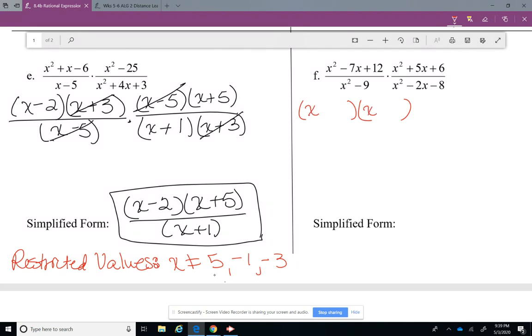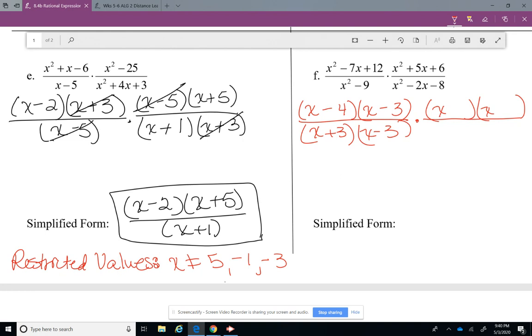x and x. What two numbers when multiplied give me 12, but when combined give me a negative 7? That's going to be a negative 3 and a negative 4, because negative 3 times negative 4 is positive 12, and negative 3 plus negative 4 is negative 7. Then we have a special case, x and x, plus 3 and minus 3. Times, break the numerator down to x and x.